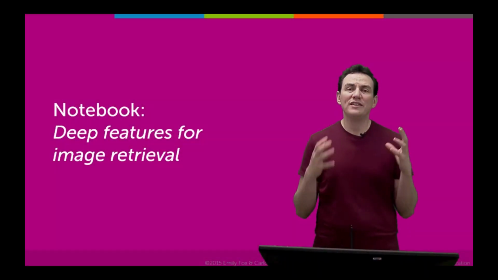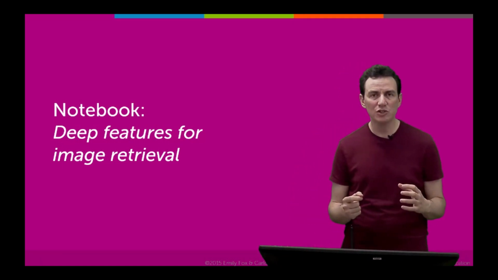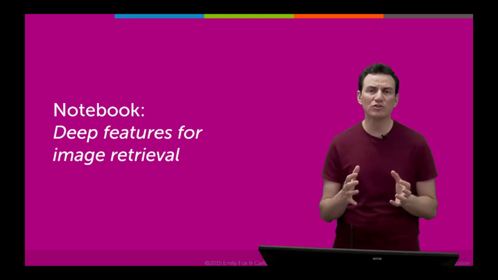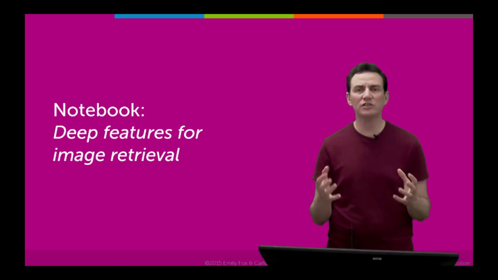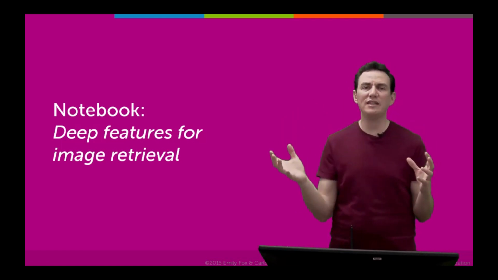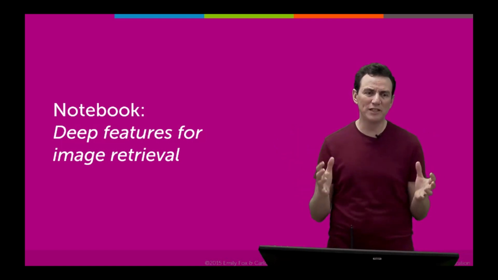We saw how deep features were great for image classification. They allowed us to get quite high accuracy, even with just a little bit of training data on a particular classification task, by first finding features from this deep learning model that won the 2012 ImageNet competition. So that was pretty exciting.